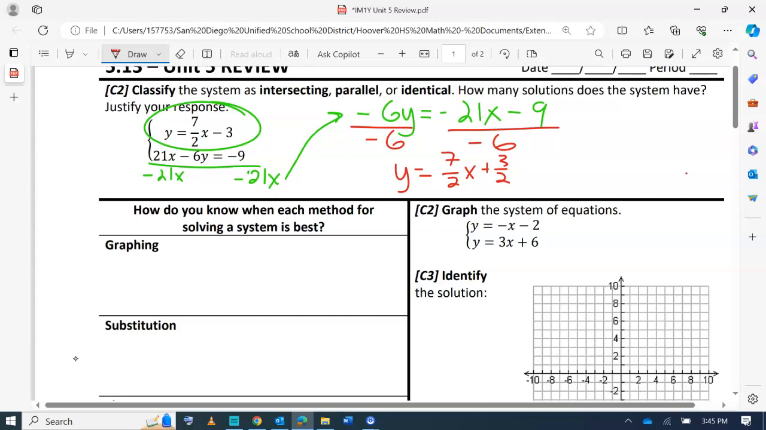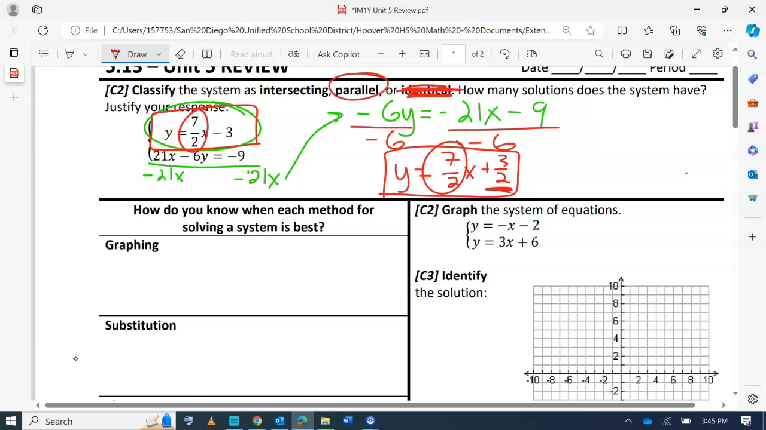So first thing I'm going to do is compare this equation with this one. Are they exactly the same? They are not. We have different y-intercepts. So it is not identical. And then next thing I want to look at is our slope. 7 over 2, 7 over 2. Therefore, we are in fact a parallel line.